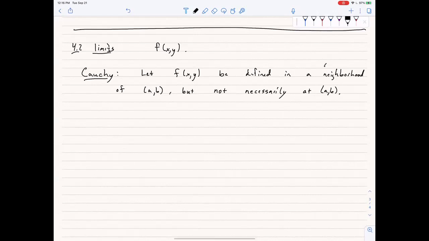So this neighborhood notion means there's some open disk around my point for which the function is defined, but it may not be defined right at that point. Okay.